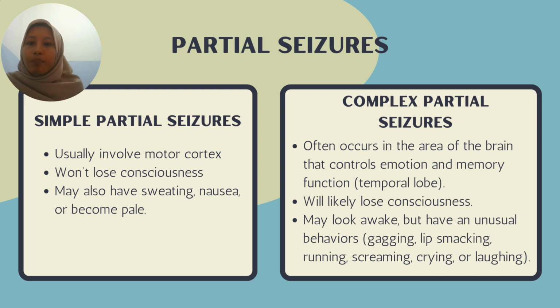During the seizure, the person is fully aware of what is going on, while a complex partial seizure often occurs in the area of the brain that controls emotion and memory function, which is the temporal lobe, and the child will likely lose consciousness. This may not mean the children will pass out. The children may just stop being aware of what's going on around him or her. They may look awake but have unusual behavior such as gagging, lip smacking, running, screaming, crying, or laughing. The person is unaware of what is going on around them and may be unable to talk normally. This type of seizure typically lasts 1 to 2 minutes.